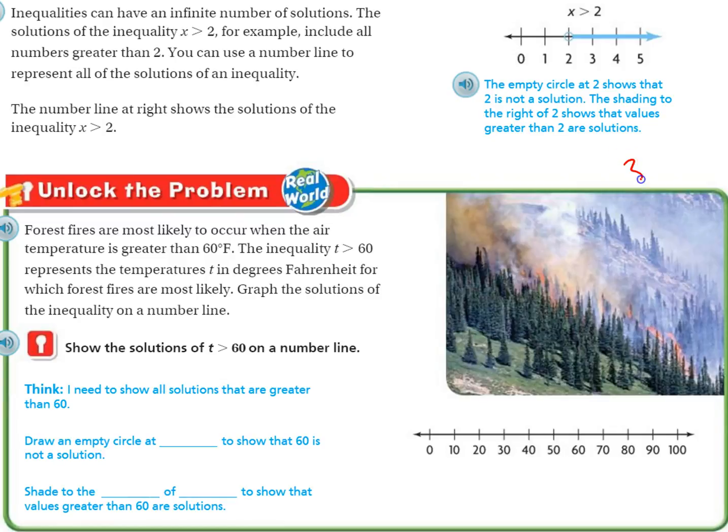All right, in this video I'm going over page 345 of the Go Math textbook. We've been writing inequalities, and today we're going to be learning how to graph inequalities. So let's get to it.